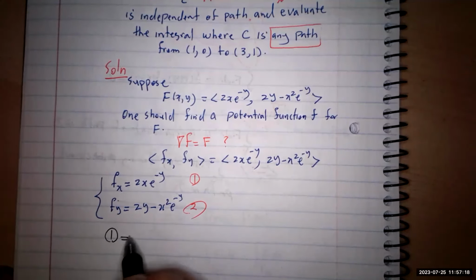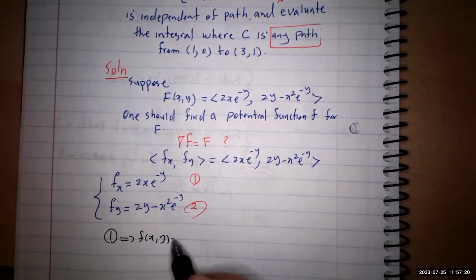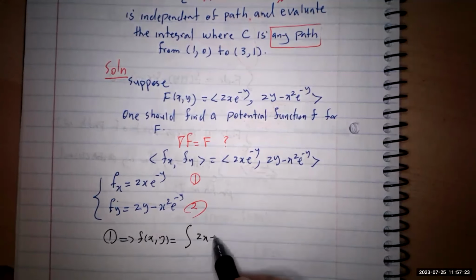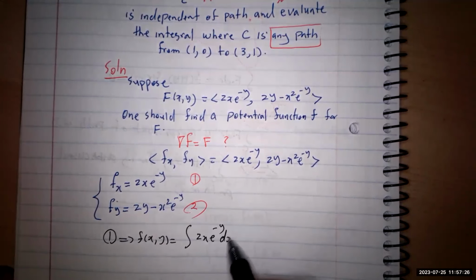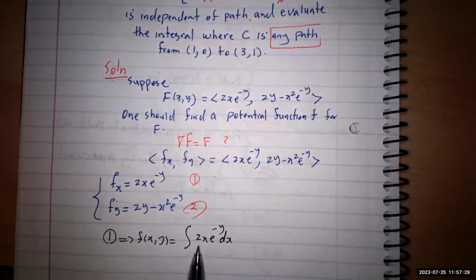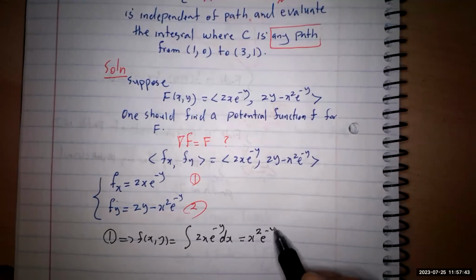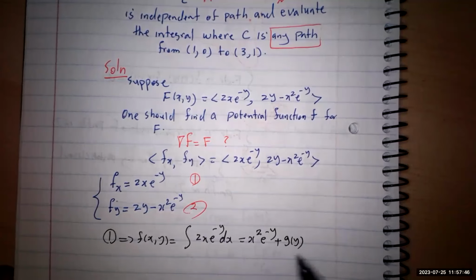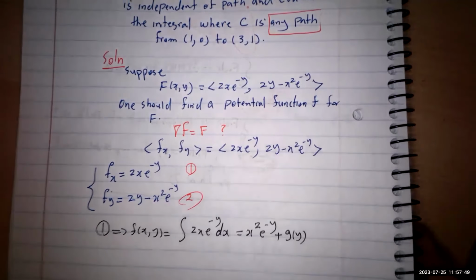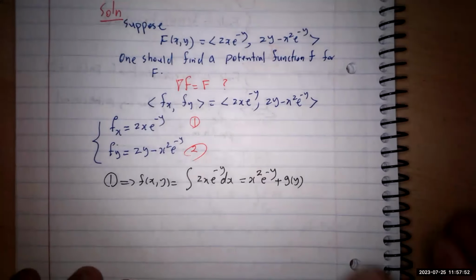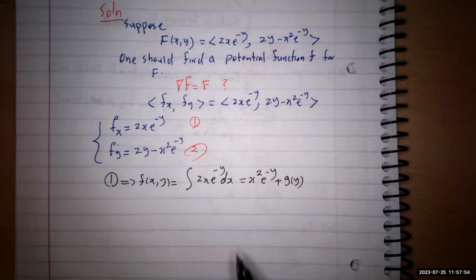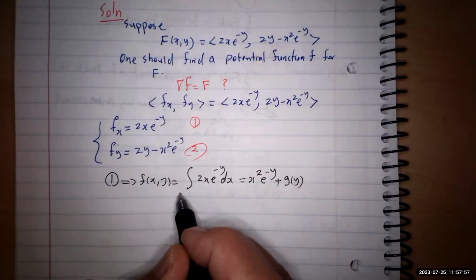Okay, start with the first one. So f of x comma y would be the integral of 2x e to the negative y with respect to x. So that gives you x squared e to the negative y when you integrate it, plus a constant. Your constant can be a function of y. Okay, so you have to check the y. So there you are. The question is going to be, what is g of y?